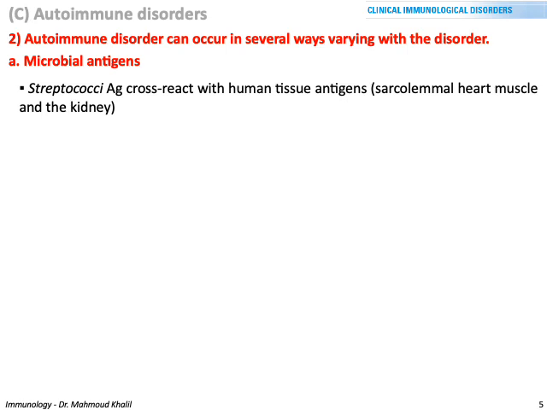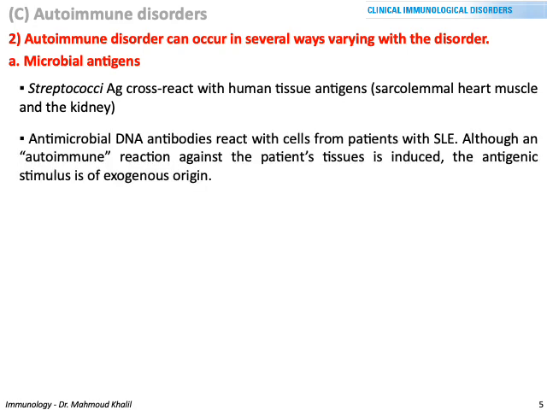Second subtopic: autoimmune disorder can occur in several ways. First is microbial antigen. For example, streptococci antigen cross-reacts with human tissue antigen, like the sarcolemma of heart muscle and kidney. So the body recognizes that and generates antibodies that may attack the heart muscle and kidney. In other cases, antimicrobial DNA antibodies react with cells from patients with SLE. Although an autoimmune reaction against the patient's tissue is induced, still the antigenic stimulus is of exogenous origin.